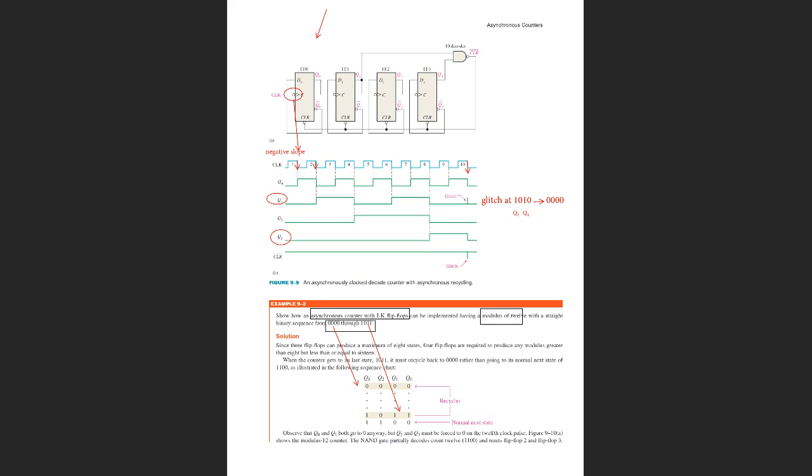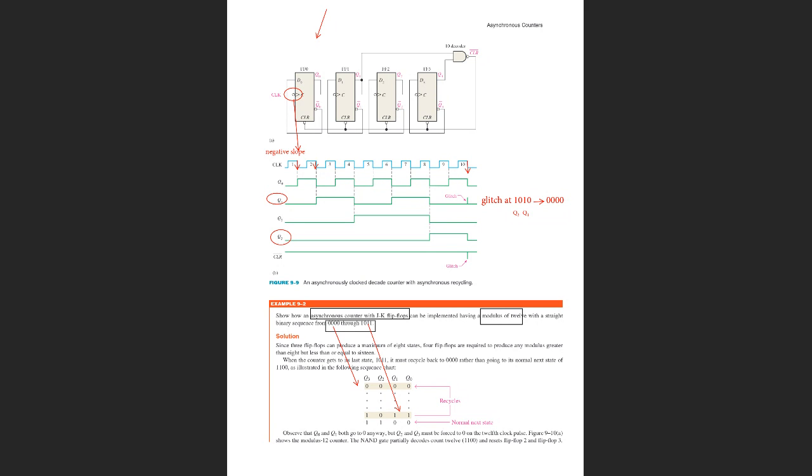as you may see here, Q1 and Q3 are 1, which is 1010, which is decimal 10. So when we have the situation when Q1 and Q3 want to become 1, the whole counter is sending an active low clear signal, which is clearing the whole counter. So it doesn't produce 10, it's just producing 0 on all flip-flops. So this is a glitch.